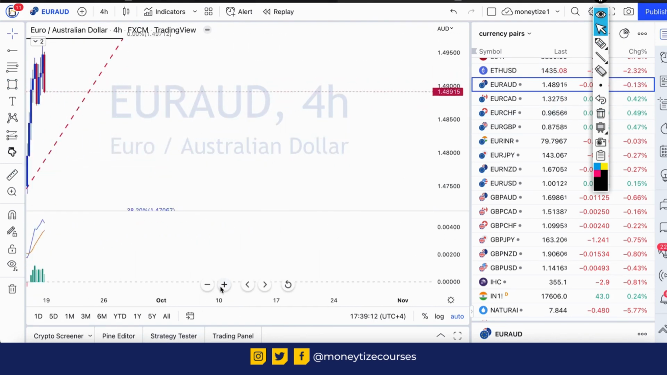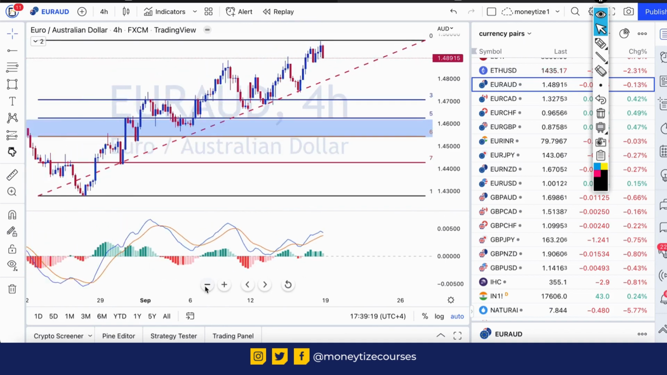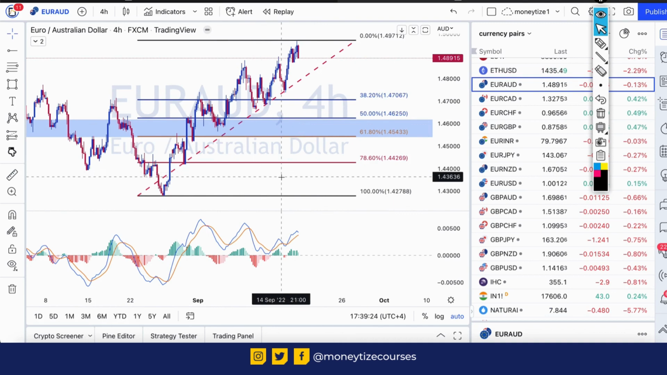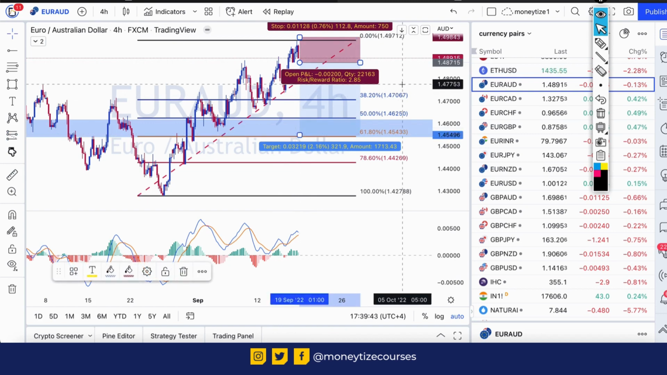So please keep in mind the higher time frame scenario is still bullish. So if you are going to take this short-term bearish trade, it's going to be a counter trend trade. So do it very, very carefully with a tight stop loss. Assuming we enter after the break of this structure, stop loss above the previous high, 2.85 is the risk to reward ratio.